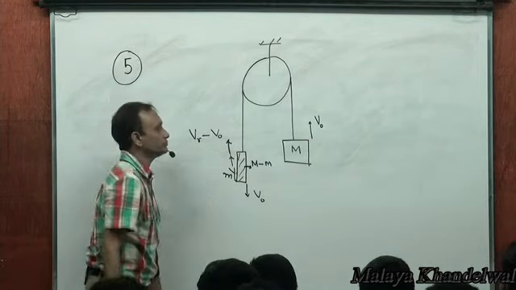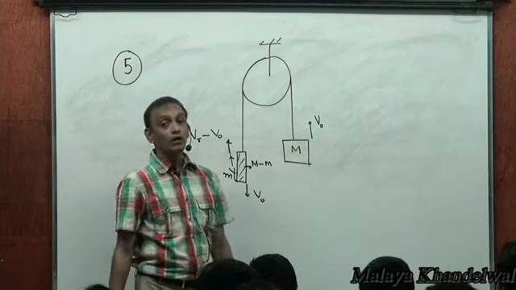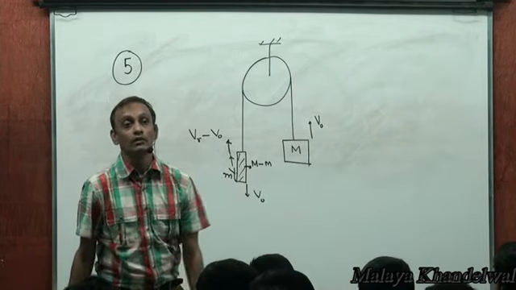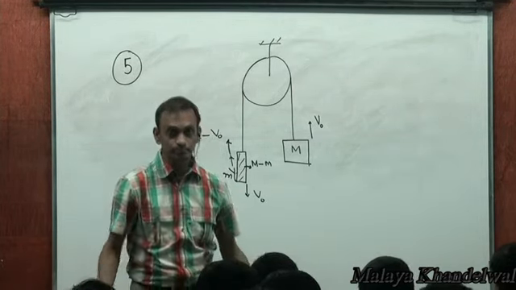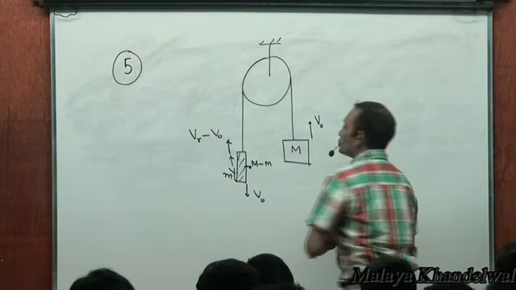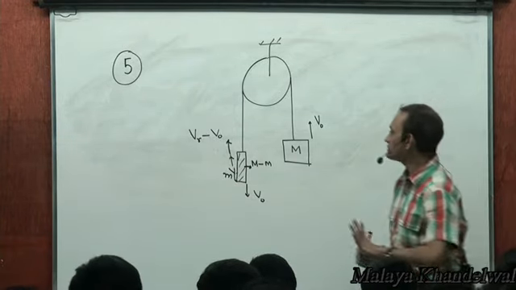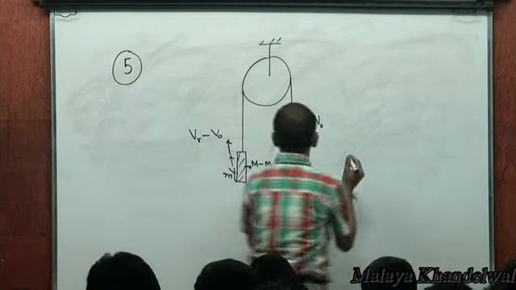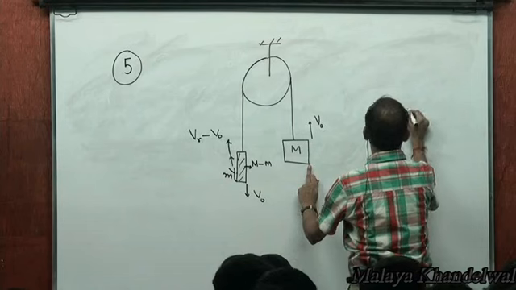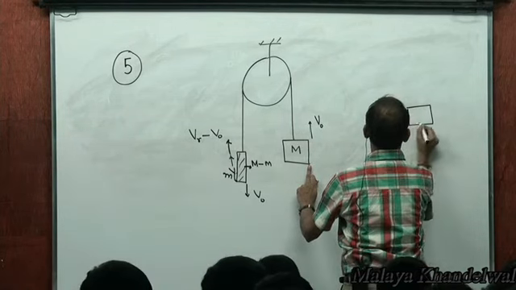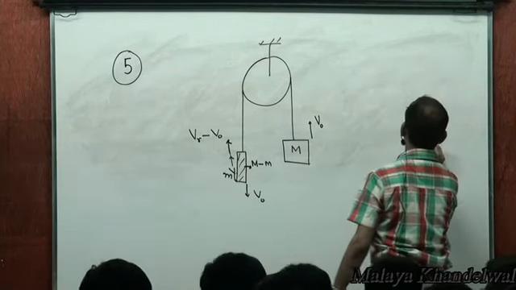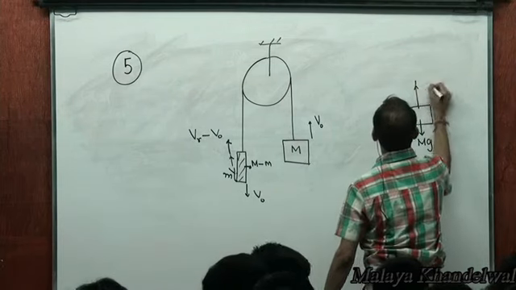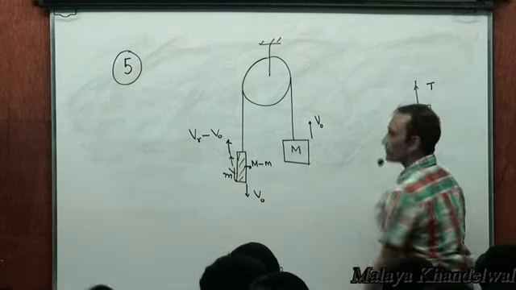Now, let me calculate V0. Look, the physics involved in the problem is as follows. On this mass capital M, there is mg acting this way and there is T acting this way on capital M, right?